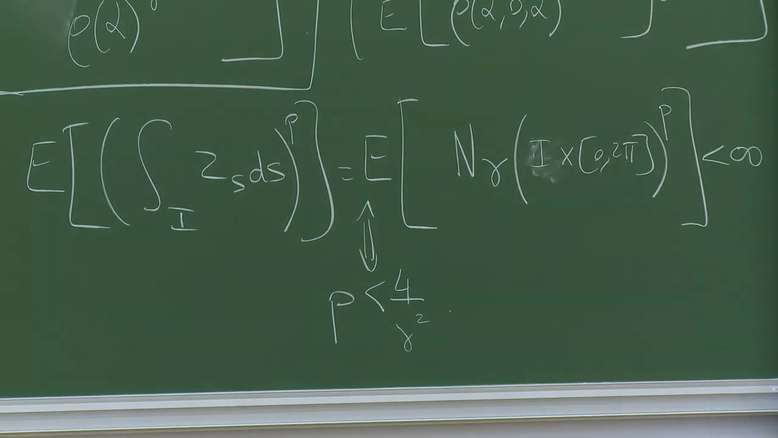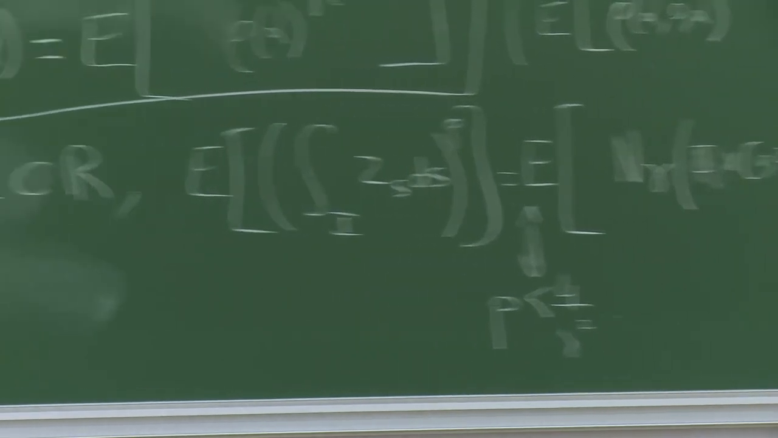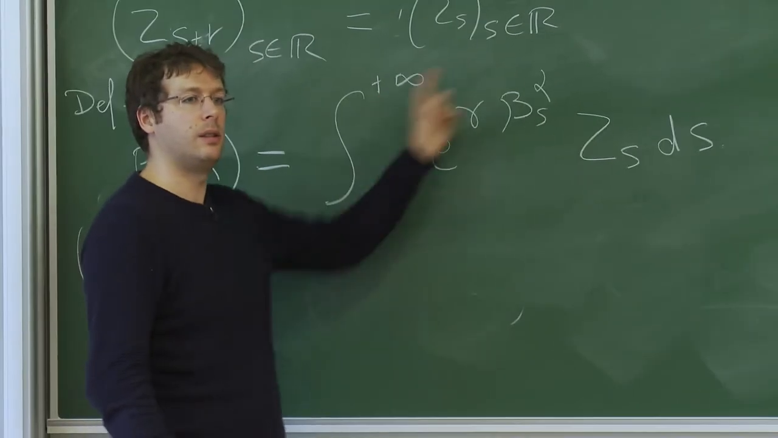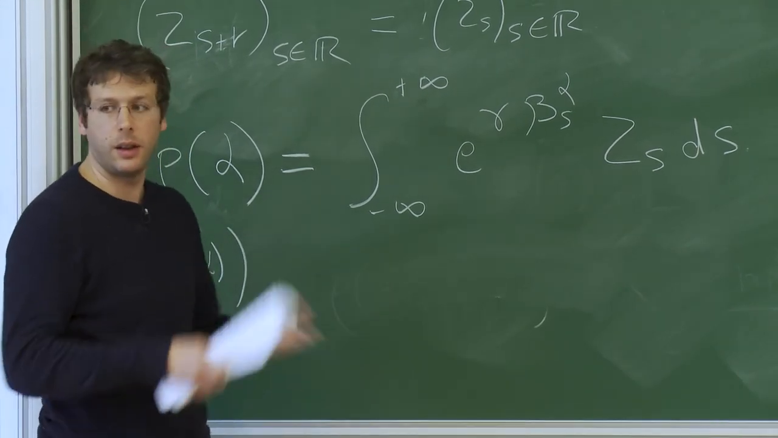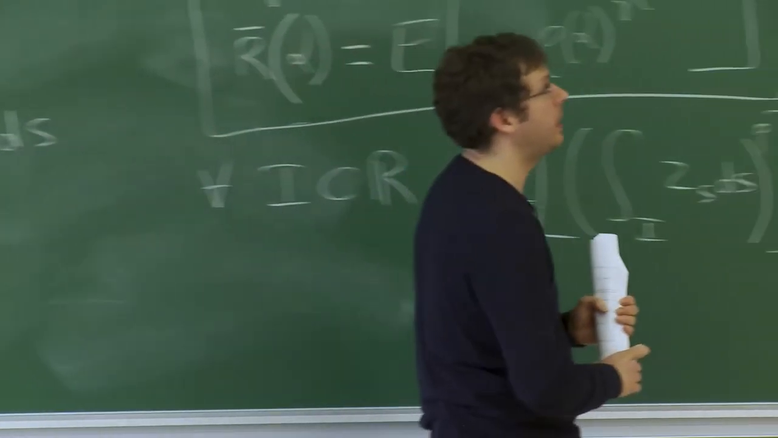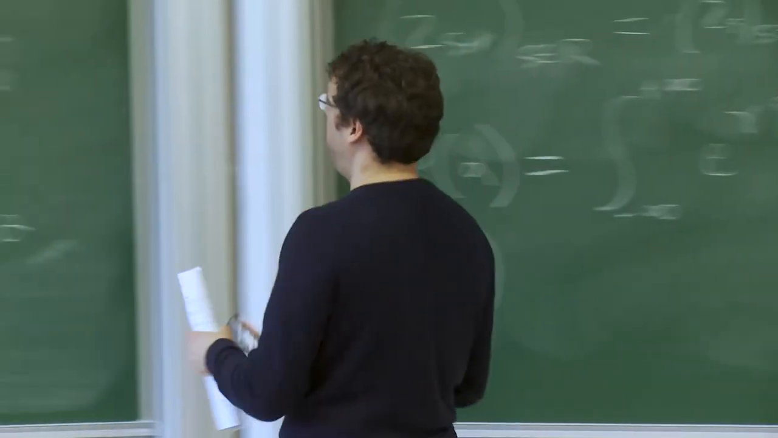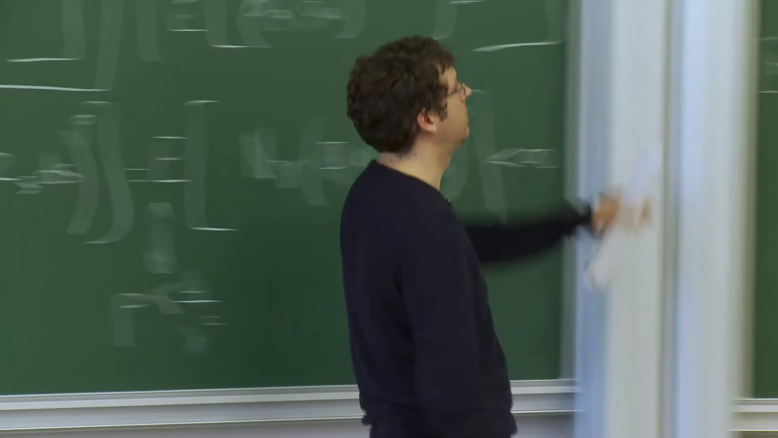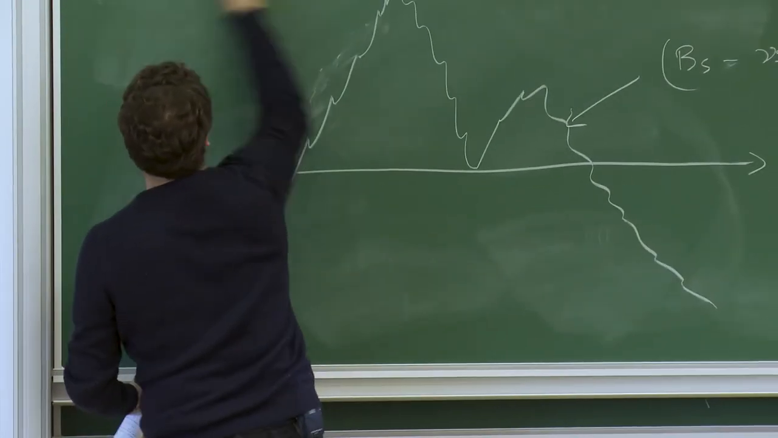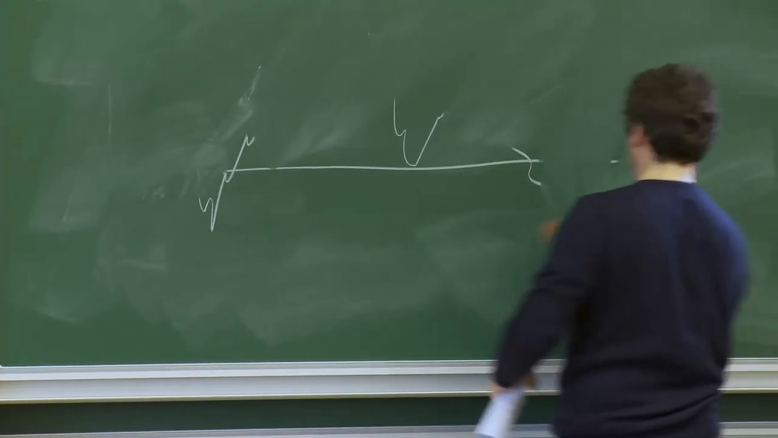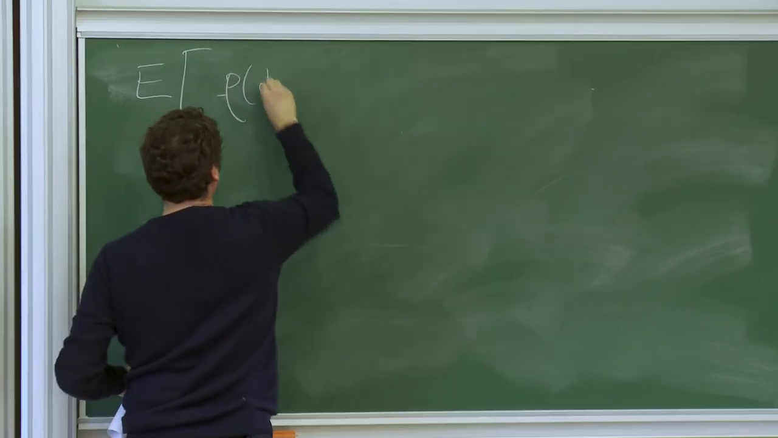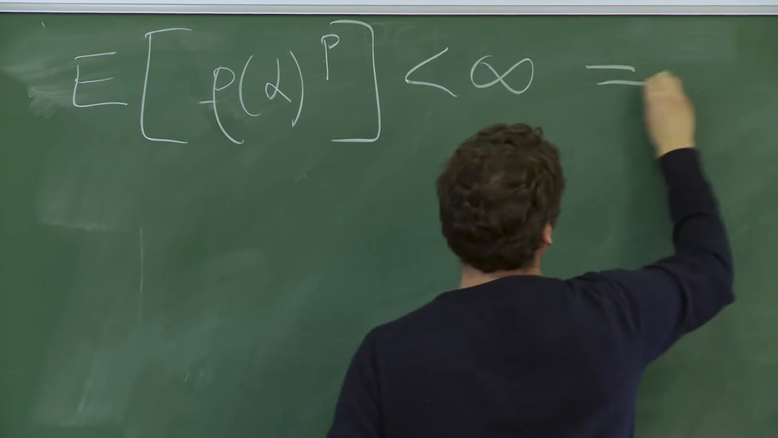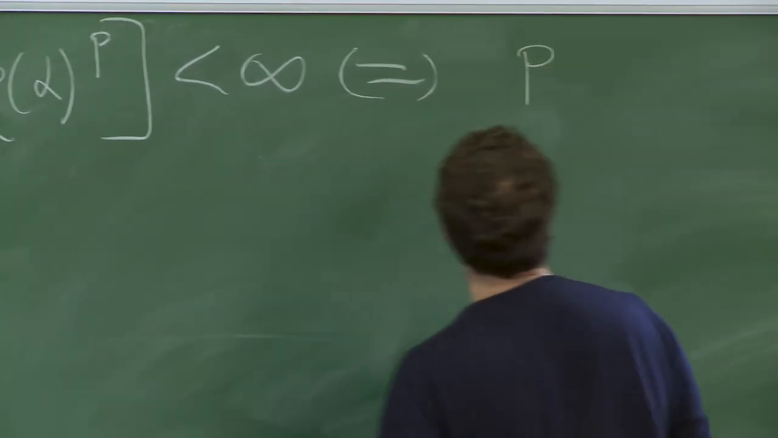And what we're going to admit now is that since I'm integrating against Zs ds not on an interval but with something that is going fast to minus infinity around plus infinity and minus infinity, it doesn't change the moment property. So what I want to say is that the expectation of rho alpha to the power p is finite, just as with an ordinary exponential of a Gaussian free field.